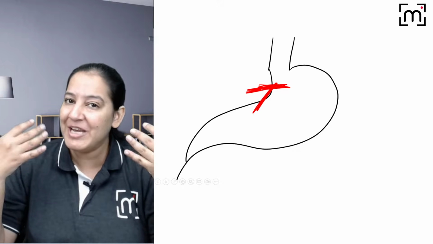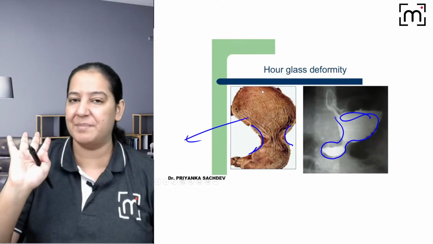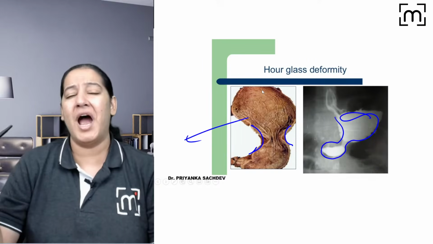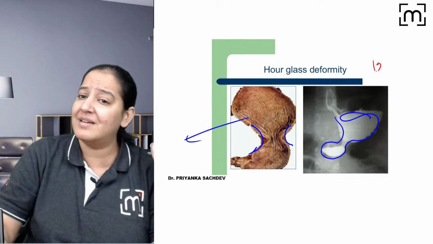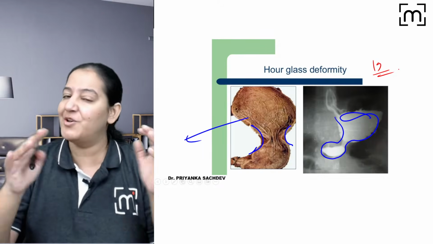No one will explain the concepts to you. Everyone will show you these images, the teapot image, the hourglass image, and say just learn it. But don't just learn. There is hardly anything to learn even in the 19 subjects. You have to understand the concept. Once you understand it, you will never forget.